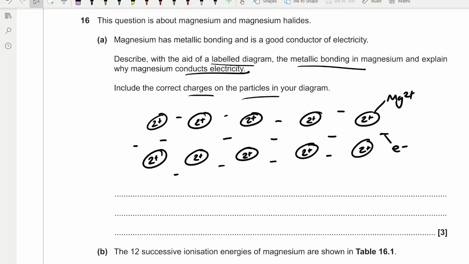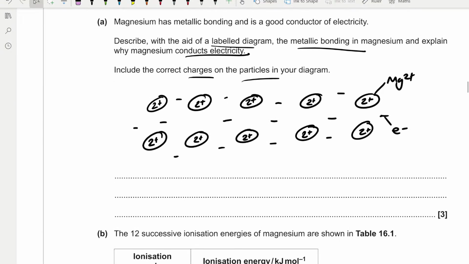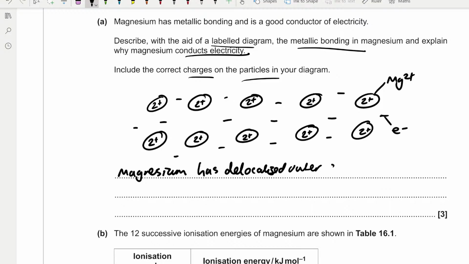And we need to explain why magnesium conducts electricity. So magnesium has delocalized electrons, outer shell electrons, which are mobile.